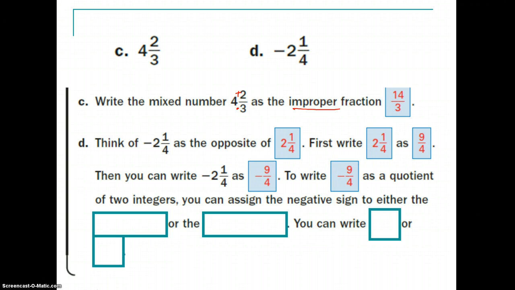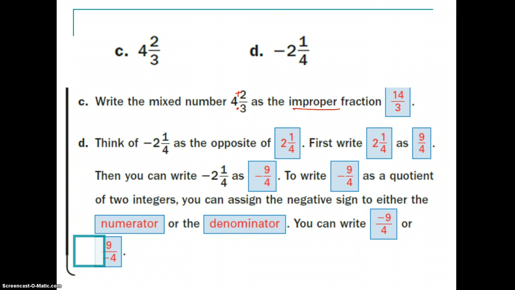To write negative fourths as a quotient of two integers, you can assign the negative to either the numerator or the denominator. And that's what they put in these two examples. Remember, as long as there's only one negative.